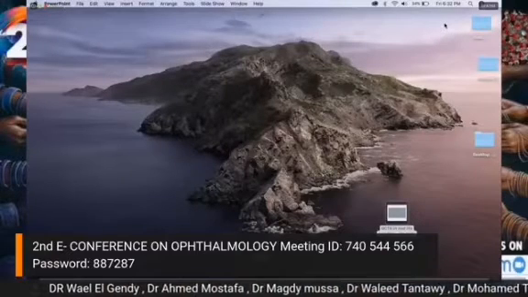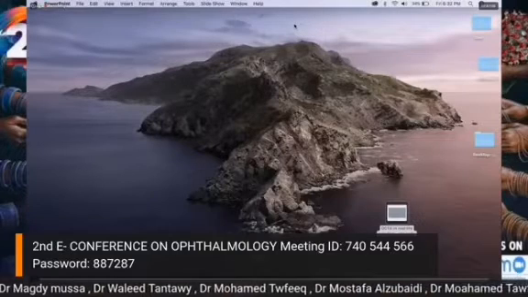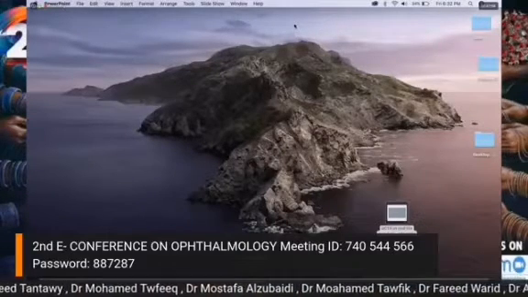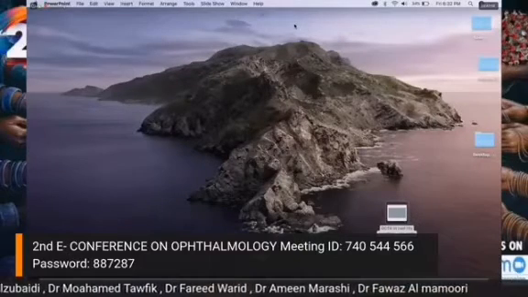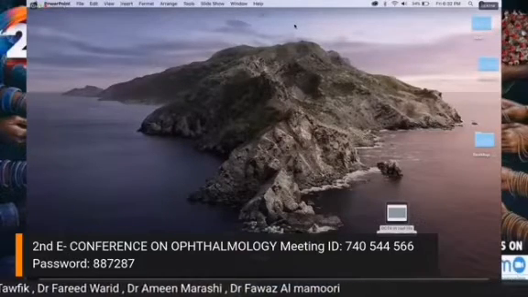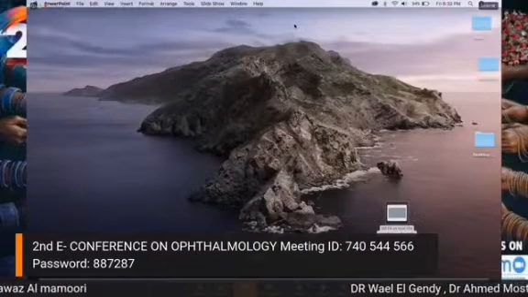Just rapidly, my question to you: which type of scan do you prefer when you use the OCT angio? Is it 3x3, 4x4? And when you need to follow up the patient, should you use the same scan or a different scan? Thank you very much.